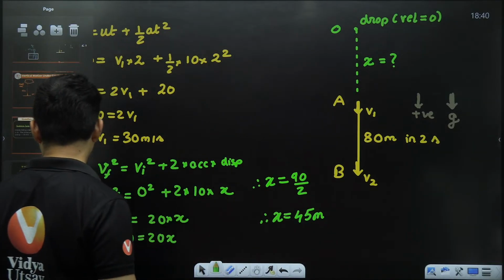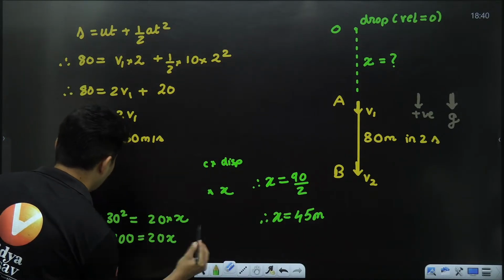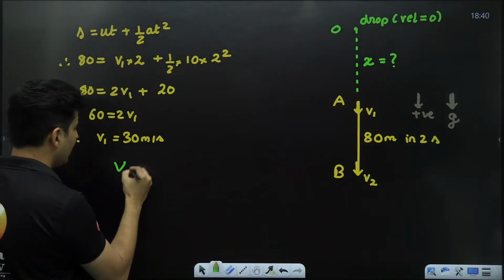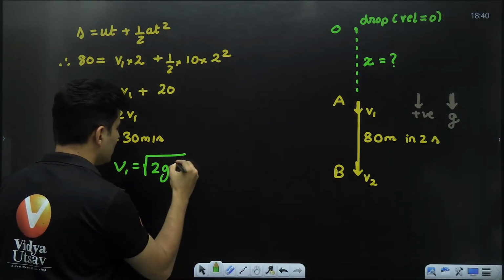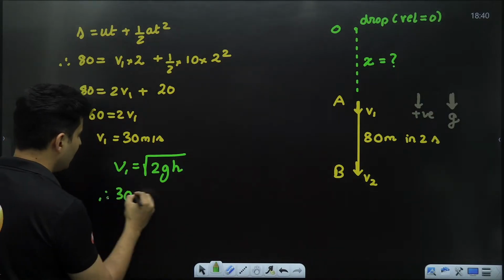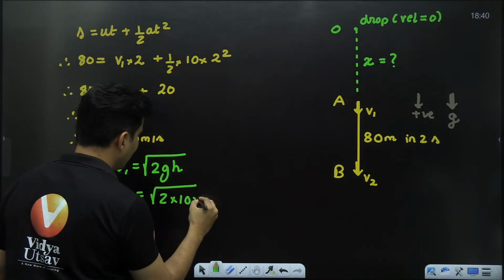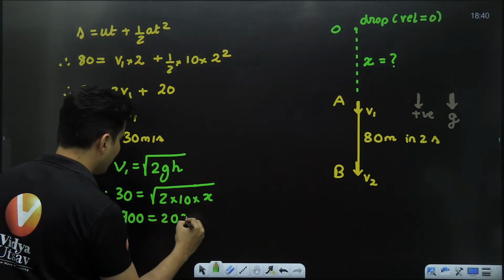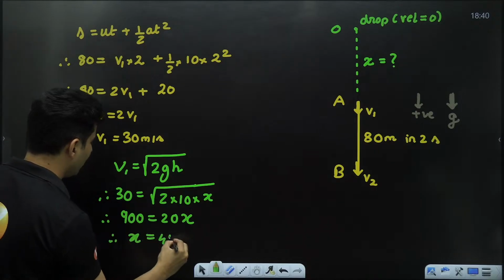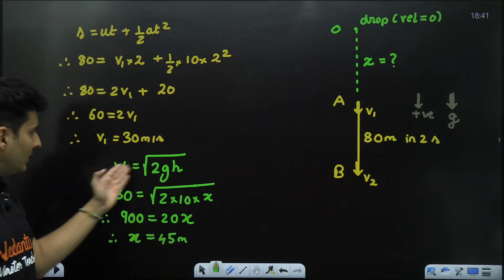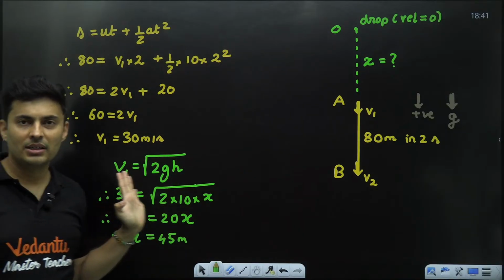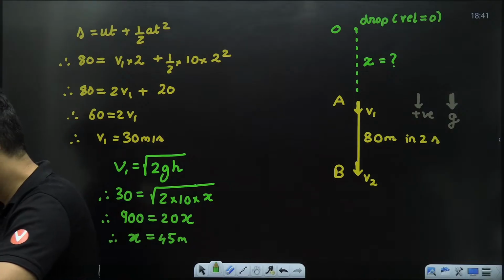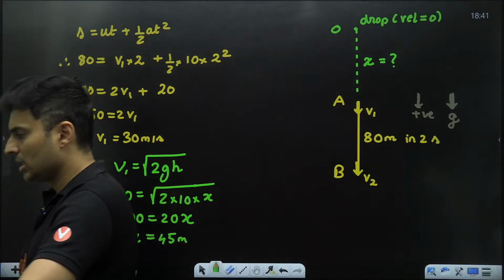So if you are wondering, can I also solve this particular part with some direct formula? Definitely. I can say v1 is root of 2gh. So v1 is 30 and g is basically 10. Height is basically x. So basically 30 square is 900 is 20x. Therefore, x is 45 meters. So using this also for this part, you can do it. I hope everything is clear.